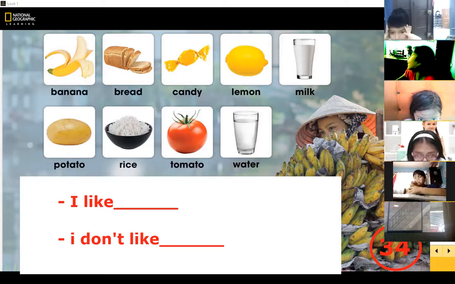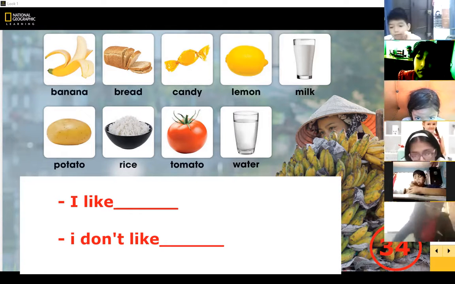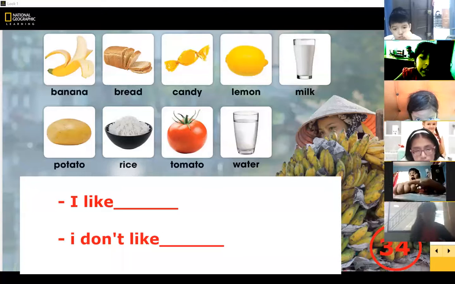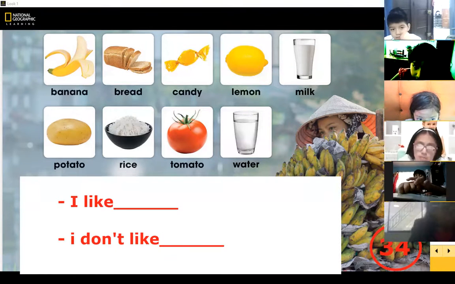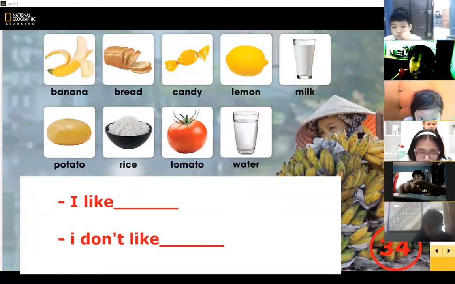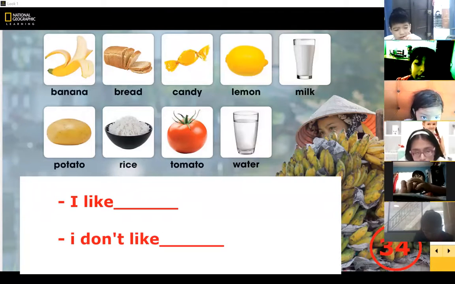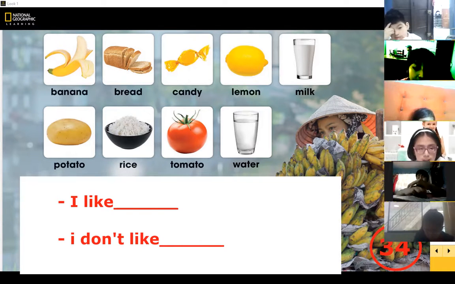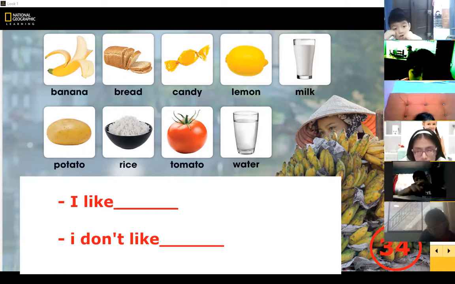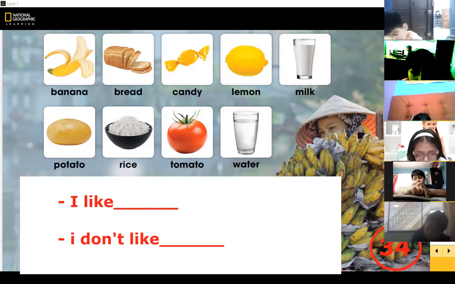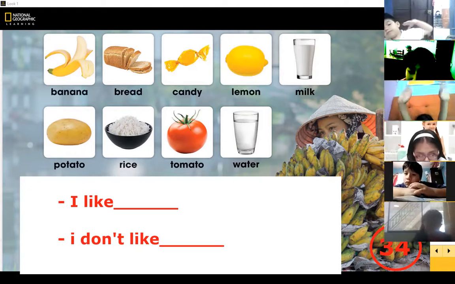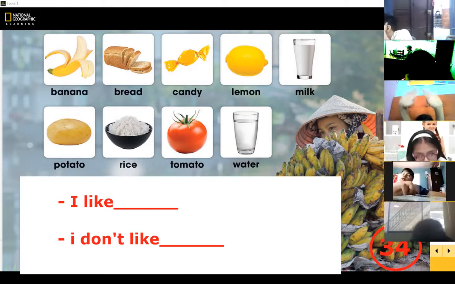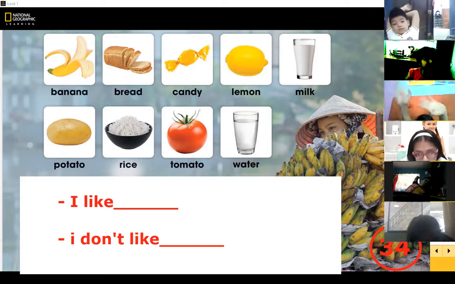Alexa, please tell me what's something you like and you don't like. Go, please. Lemon. What is something that you like? Chocolate. I like banana. I don't like tomatoes. Tomatoes? Okay, very good. I like bananas. I don't like tomatoes. Thank you very much, Alexa.